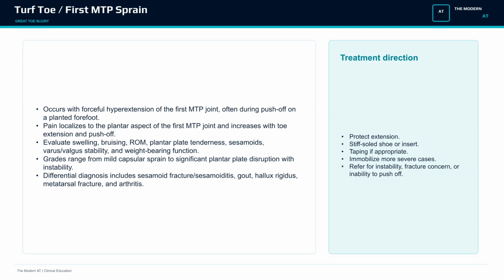Severity ranges from mild capsular sprain to significant plantar plate disruption with instability. Management may include protection, taping, stiff-soled footwear, or a carbon insert. More severe injuries may need immobilization and referral, especially if there is instability, fracture concern, or inability to push off.